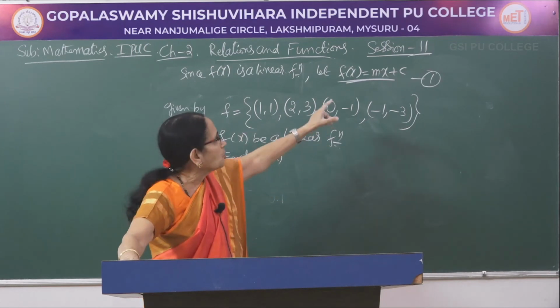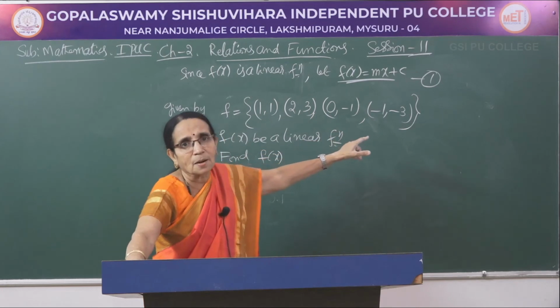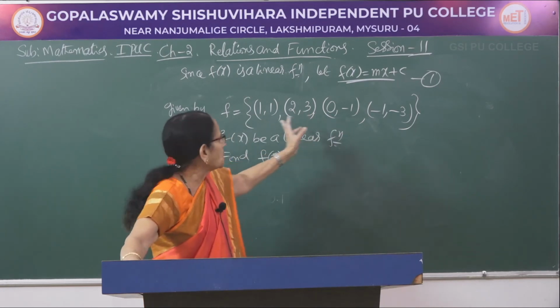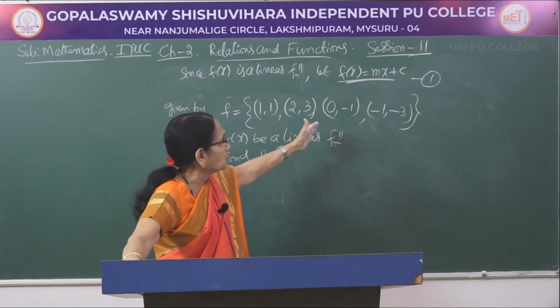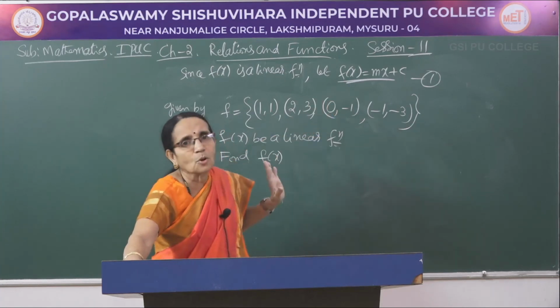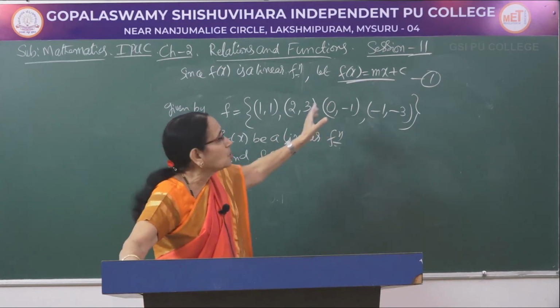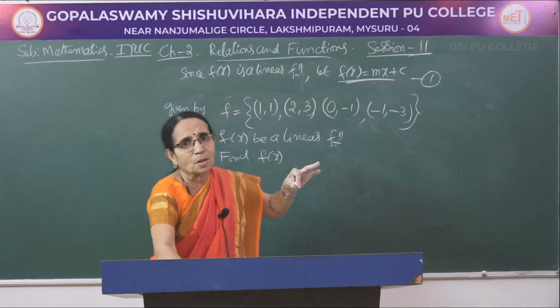Our problem is to find the values of m and c using this data. There are 4 ordered pairs here. You can take any 2 of them, not all 4 are needed. Take any 2 of them, and using this data, you can get the values of both m and c. Then substitute in those proper places, and you will get the linear function. You will be defining the function.